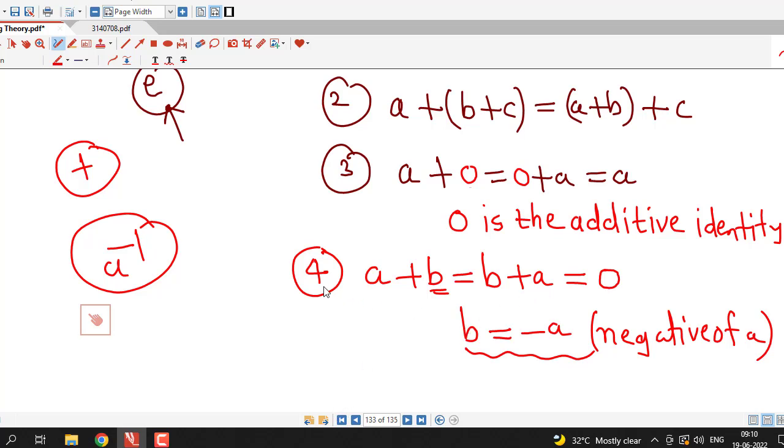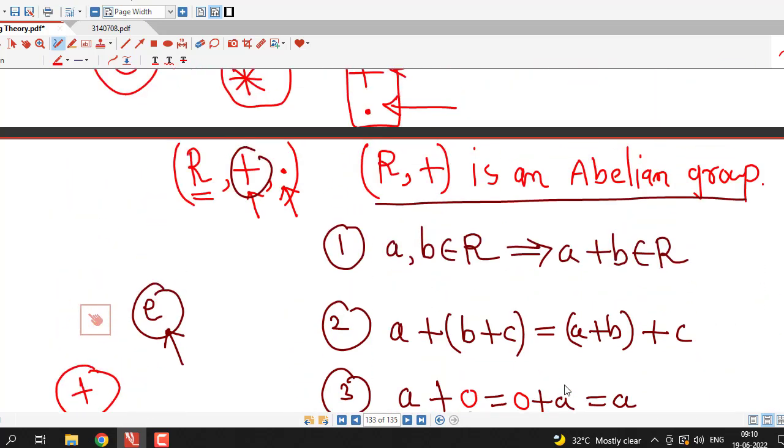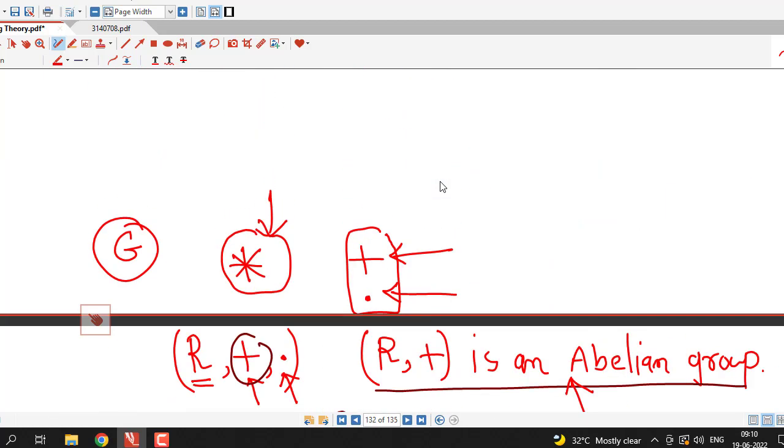So this is the property of inverses. This is identity, and we require the commutative property also. So we must have a plus b equal to b plus a. So if these 5 conditions are satisfied, then R will be an abelian group with respect to addition operation.